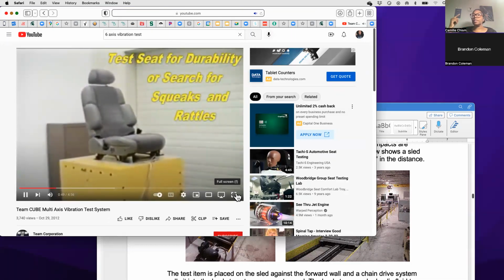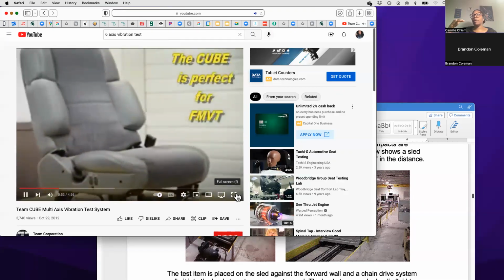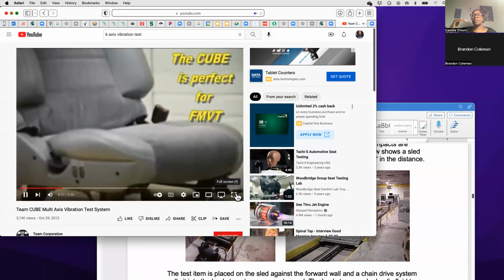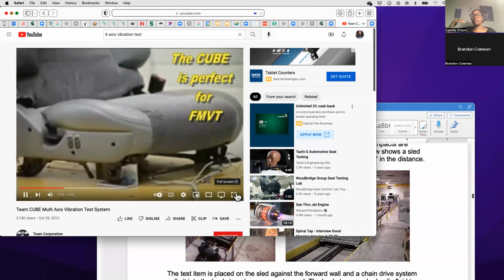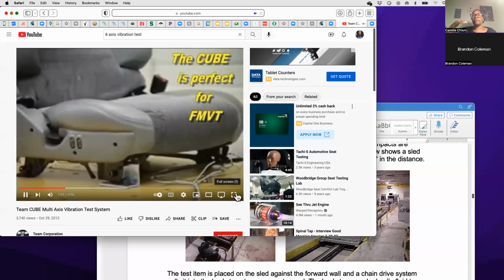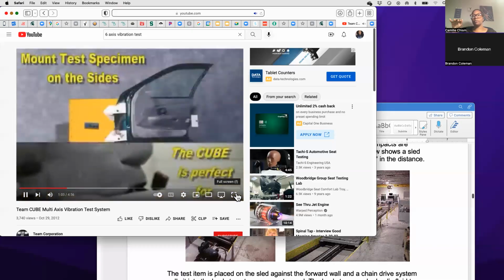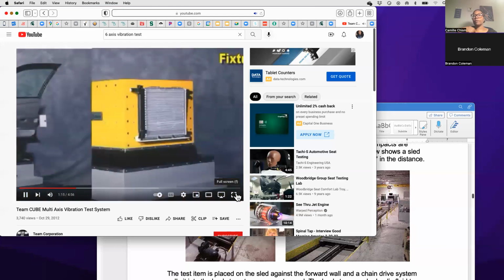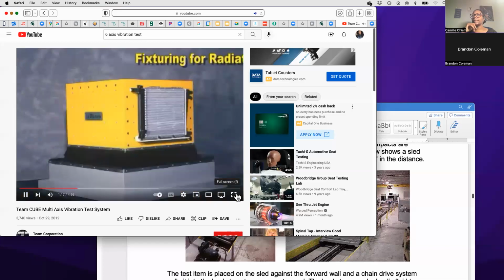And you can see that this vibration table is moving this seat in 6 different axes. So, or 3 different axes, 6 different movements. So you can see they can do it on the side, because what they're trying to simulate is the sway, the heave, all the roll, all those different movements.